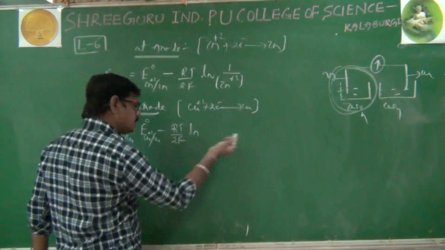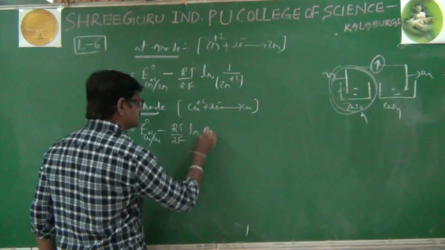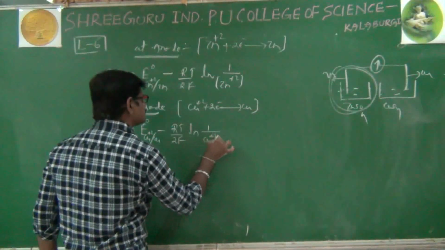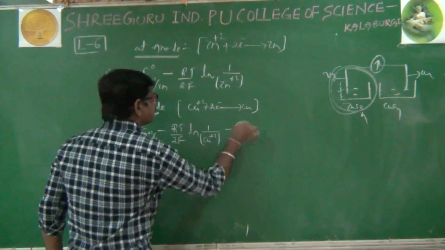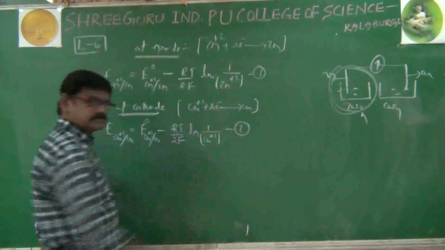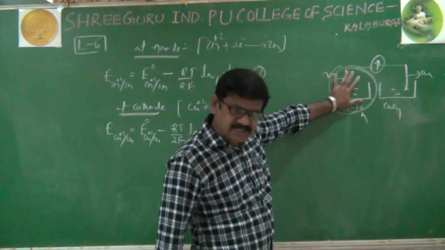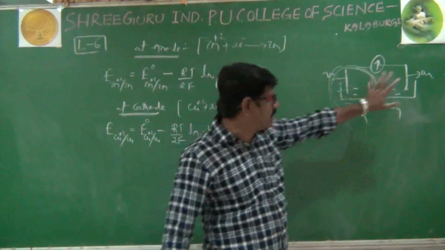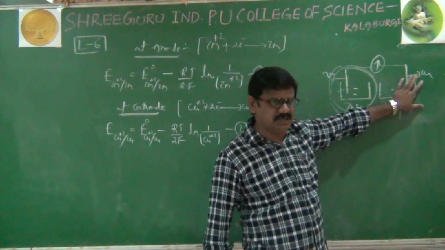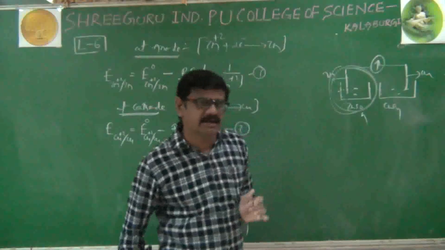Product is nothing but the metal concentration, that is 1 divided by Cu²⁺, that's all. Say equation 2, and that was equation 1. It means we have applied the Nernst equation for this electrode individually as well as for this electrode individually. Now, what is our target?